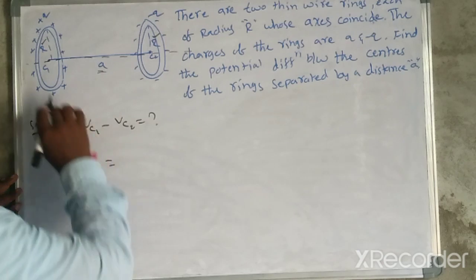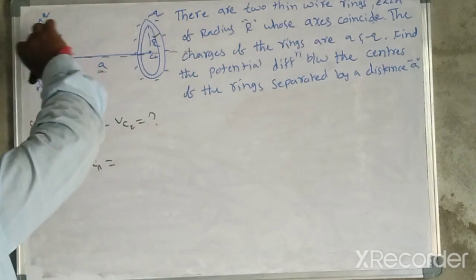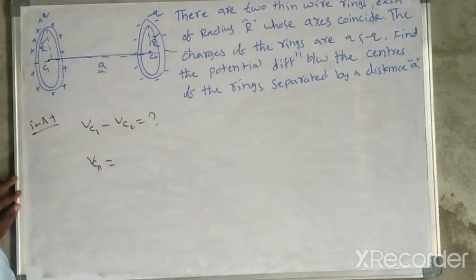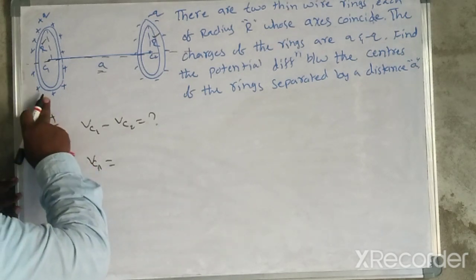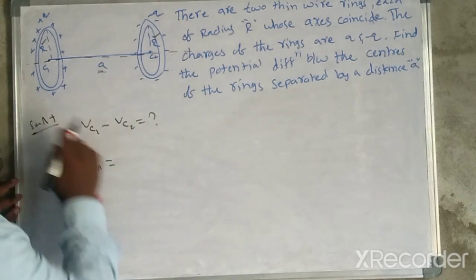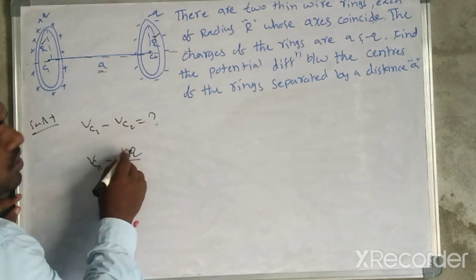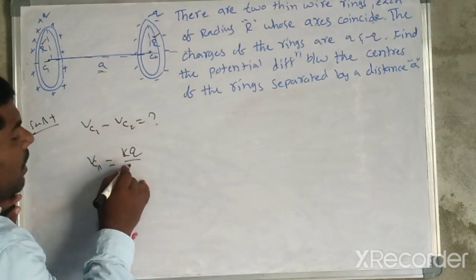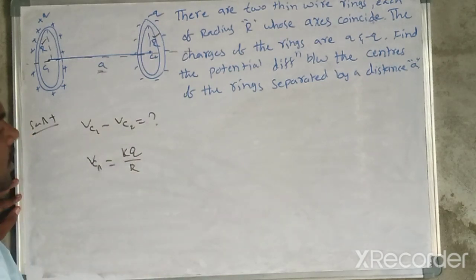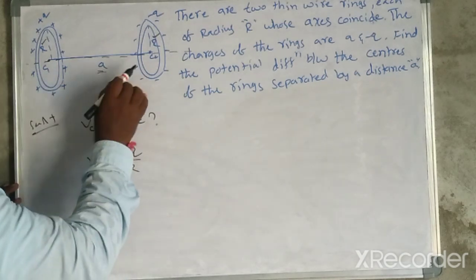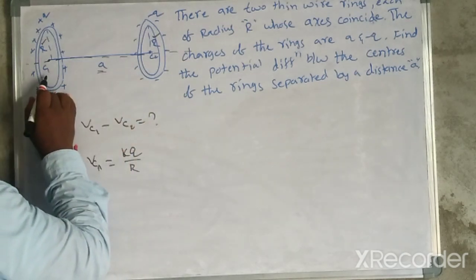VC1 is the potential of the first ring at its center, which is kq by capital R. Already we know this. Here the ring's potential is kq by R, with positive q, and due to the other ring here also some potential is there.